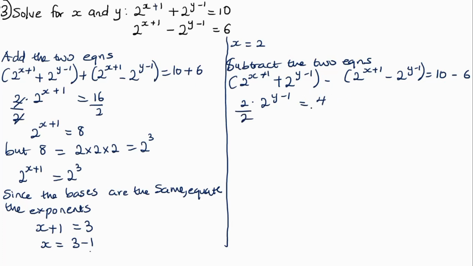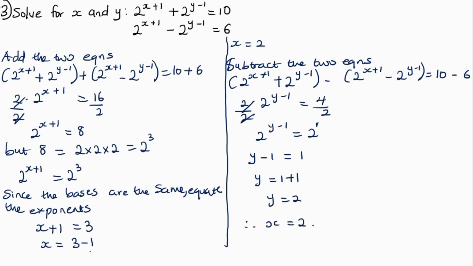So dividing both sides by 2, we have 2^(y-1) is equal to 2. 4 over 2 is 2, and this is the same thing as 2 raised to the power of 1. Now, since the bases are the same, all we want to do is to equate the exponents, and we're going to have y minus 1 is equal to 1, and that implies y is equal to 1 plus 1, and y is equal to 2. So therefore, x is equal to 2, and y is equal to 2. So that is it for this particular question.